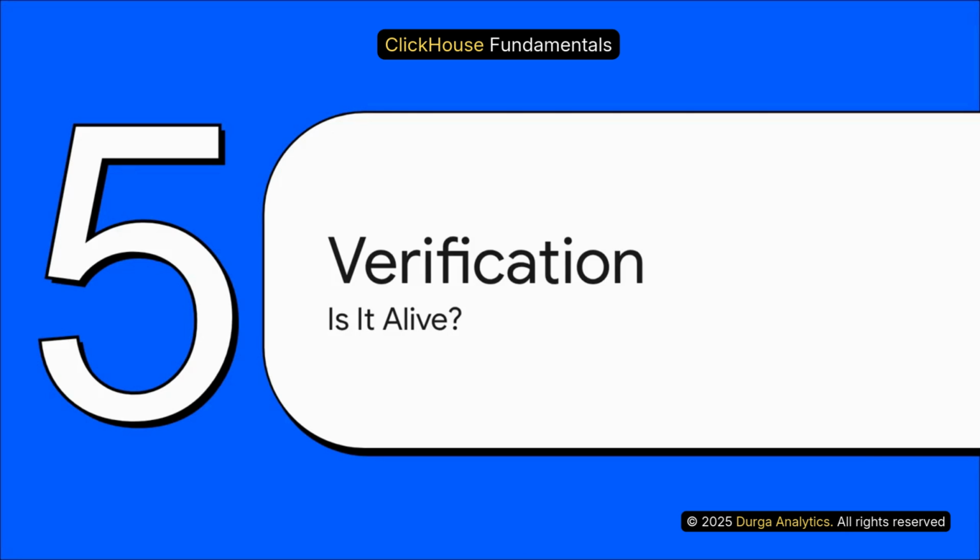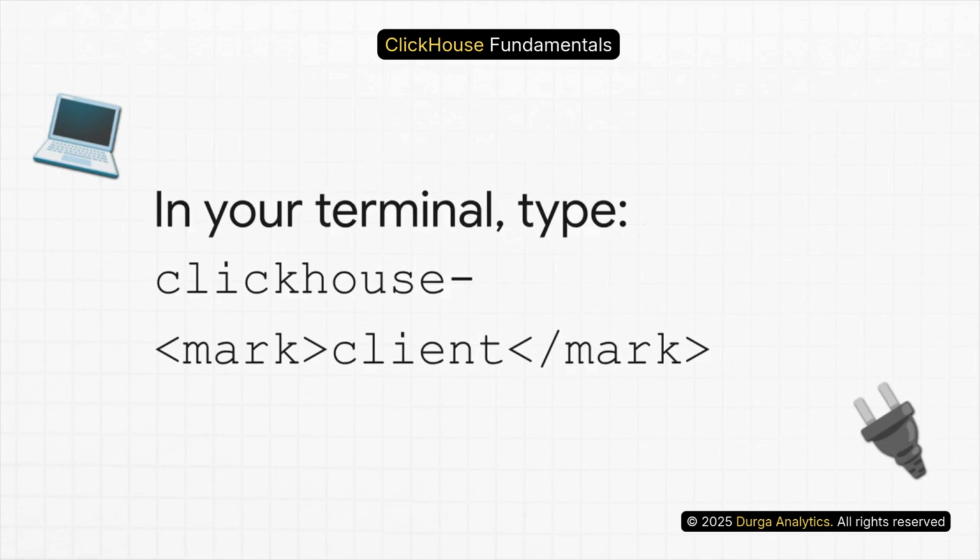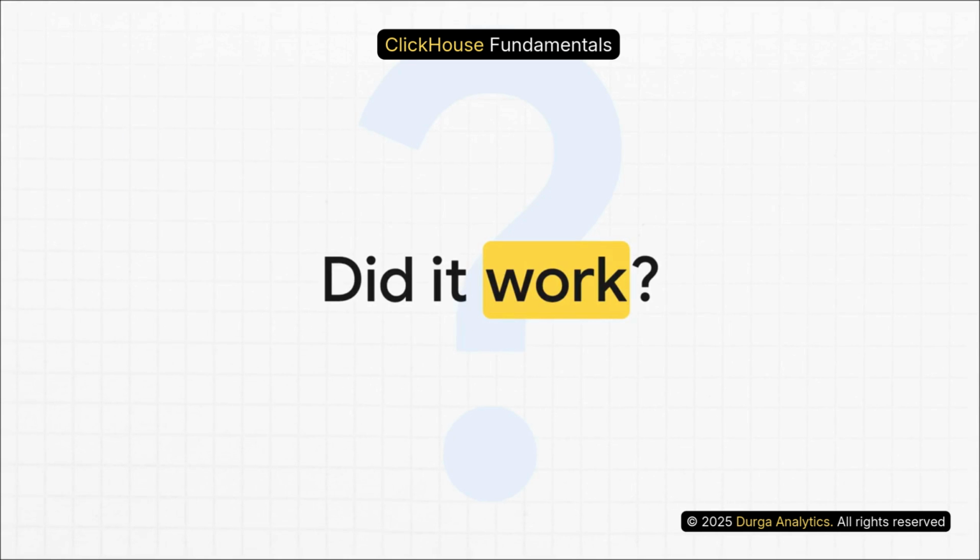Let's see if it's alive. Go ahead and open up a fresh terminal window. We're going to connect to the server using the native client. All you have to do is type clickhouse client and hit enter. This will automatically try to connect to your local server on port 9000. So, what do you see on your screen?